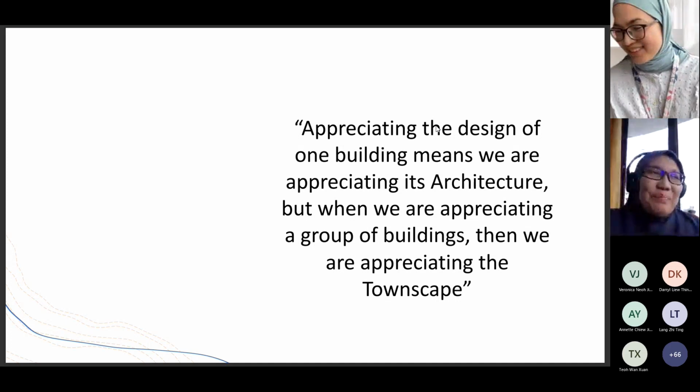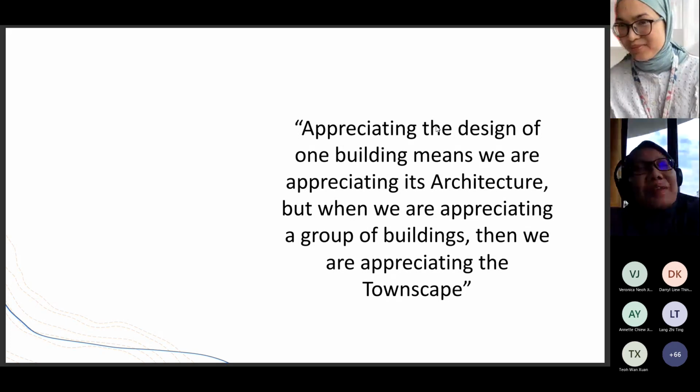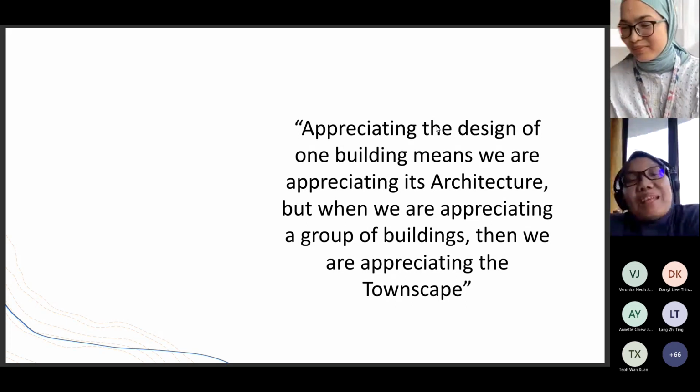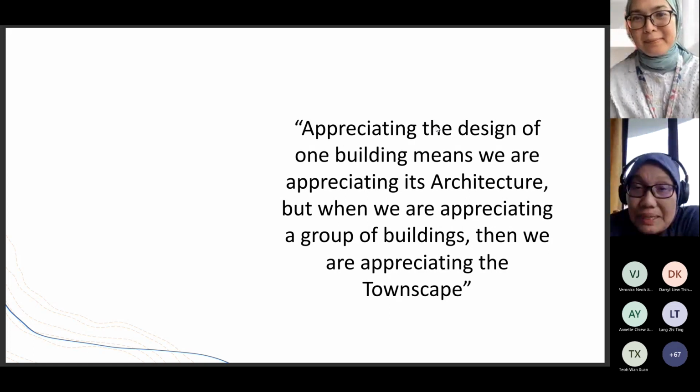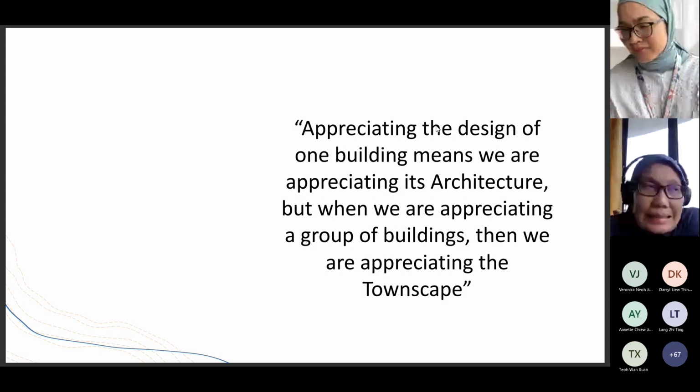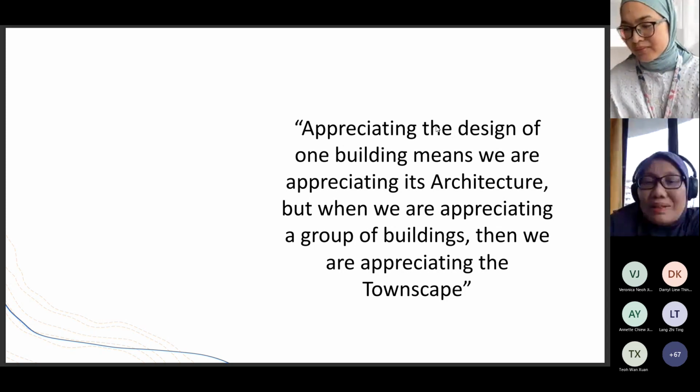Before we begin, here are some words of wisdom. When you appreciate the design of one building, you are appreciating its architecture. But when we appreciate a group of buildings, then we are appreciating the townscape. Yet seldom do we hear people discussing townscape.